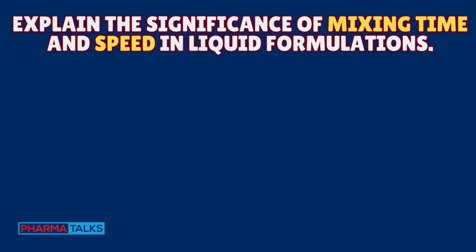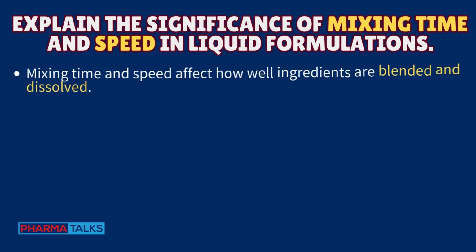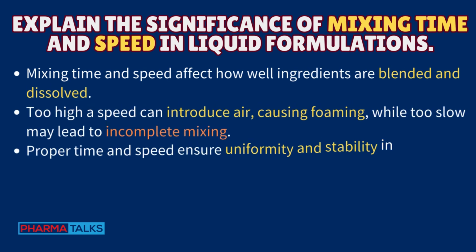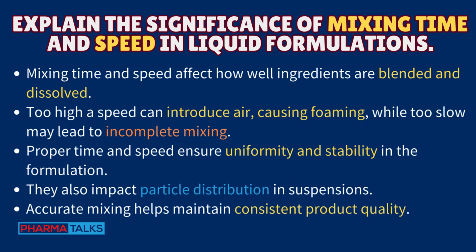Explain the significance of mixing time and speed in liquid formulations. Mixing time and speed affect how well ingredients are blended and dissolved. Too high a speed can introduce air, causing foaming, while too slow may lead to incomplete mixing. Proper time and speed ensure uniformity and stability in the formulation. They also impact particle distribution in suspensions. Accurate mixing helps maintain consistent product quality.